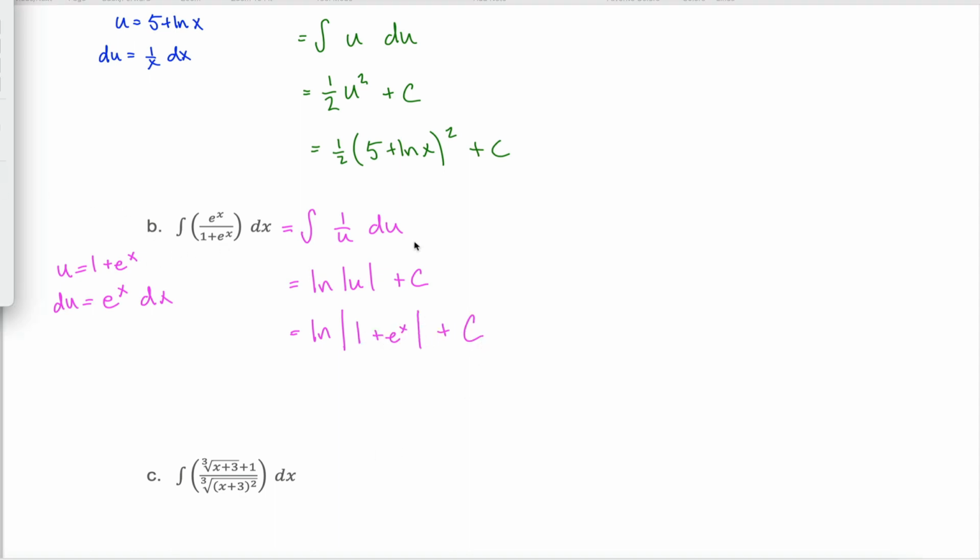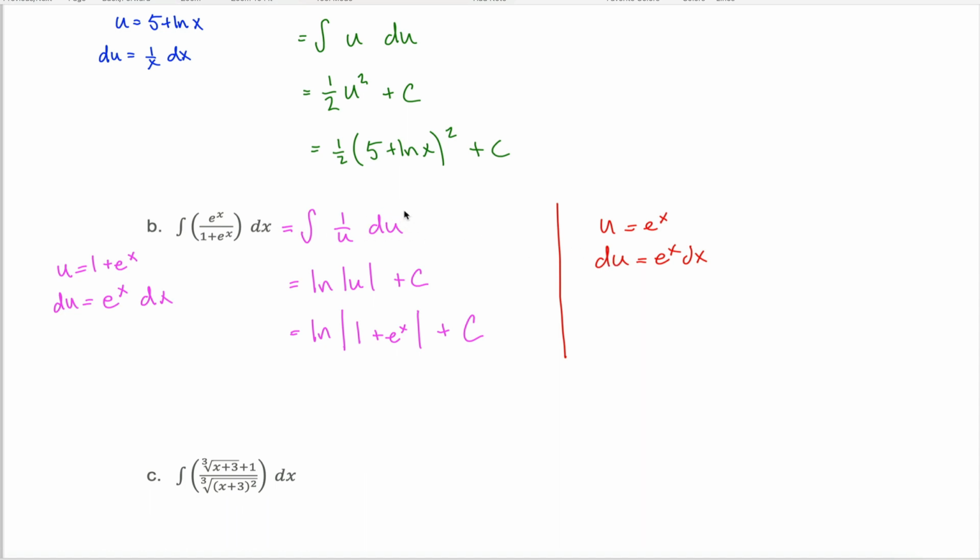It's worth pointing out that you could do this problem by letting u be equal to e to the x power, because if u is e to the x power, then du would be e to the x dx. So I can choose this e to the x down on the bottom to be the u, and this e to the x dx up top to be the du, because the du has to end up on the top.